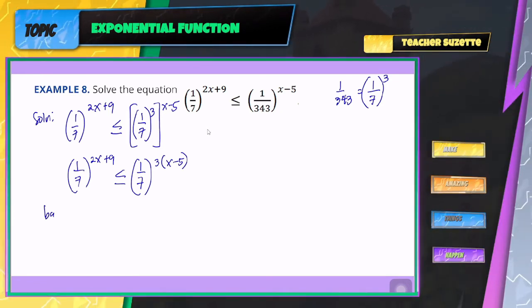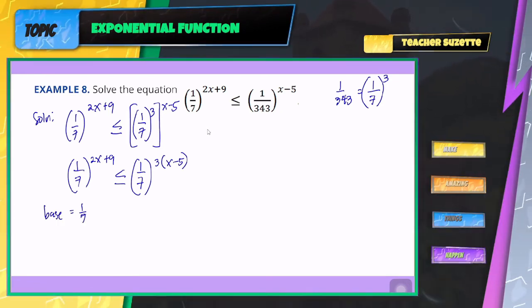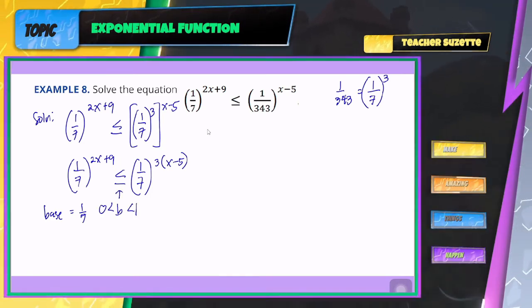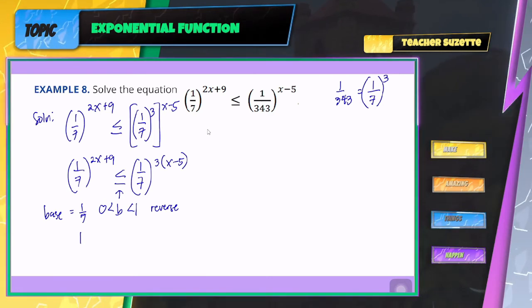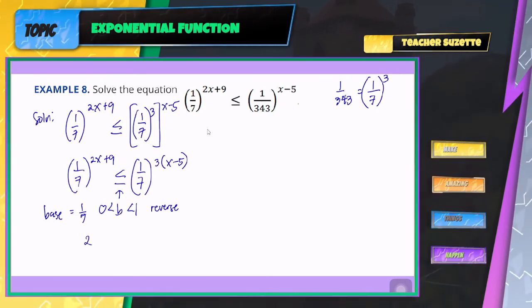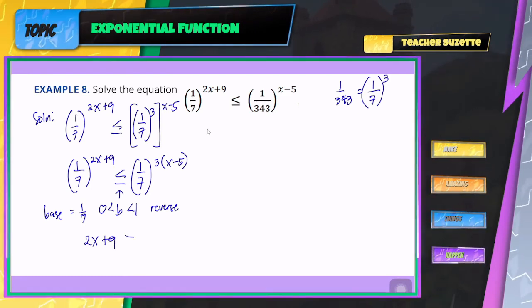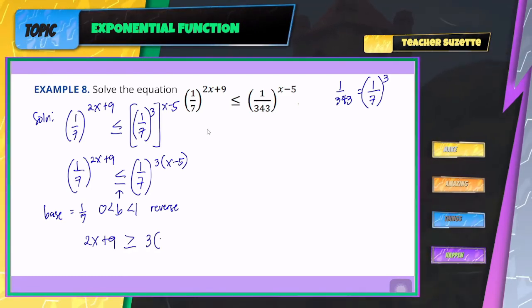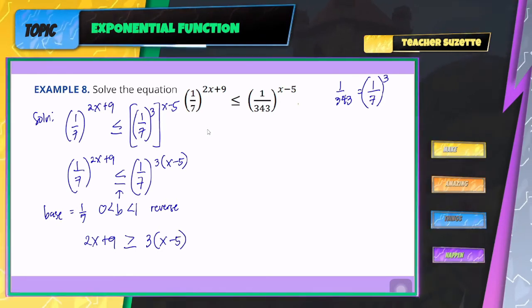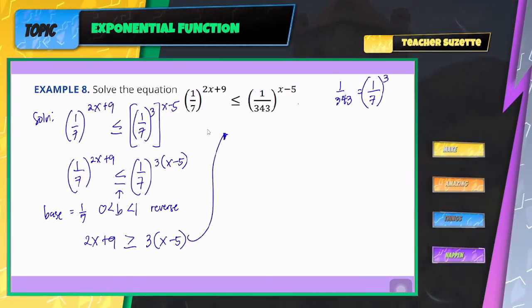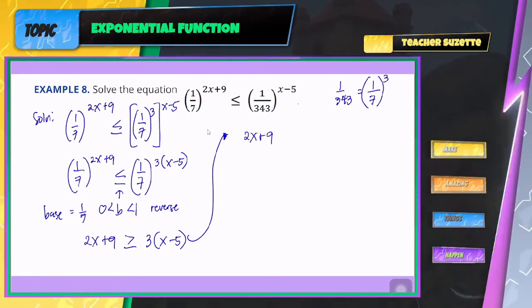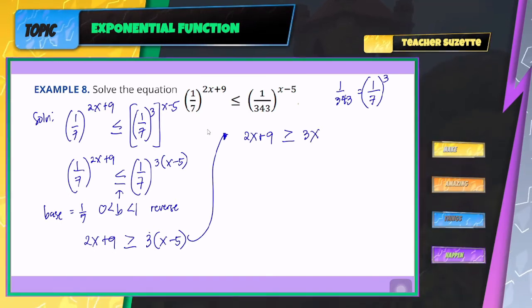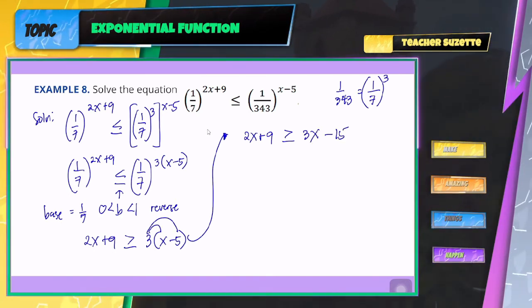So, obviously, our base is, again, between 0 and 1. So, therefore, our sign should be reversed. So, you will have 1 over 7, yung exponent na pala kukunin natin. So, that is 2x plus 9 greater than or equal to 3 times x minus 5. Then, now, let's solve for our x by simplifying our inequality. So, that is 2x plus 9 is greater than or equal to 3x, distribute natin, minus 15.